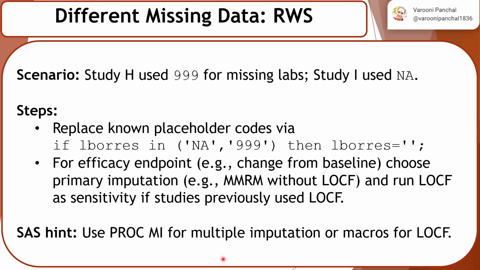In the same way, you will also have certain imputation methods and rules that you need to apply for the safety variables, especially vital signs, labs, adverse events, medical history, and CM. How you are going to handle missing data for the numeric and character variables needs to be precisely mentioned in the ISS and ISE SAP. So there is a SAS hint: you can use PROC MI for multiple imputation, or you can create and develop your own macros for handling the LOCF method.